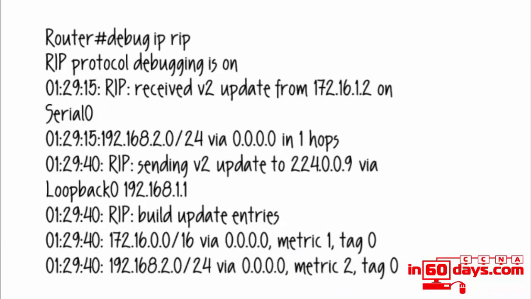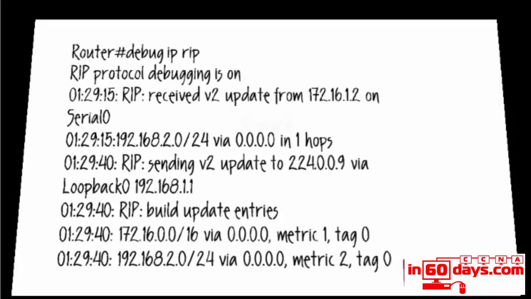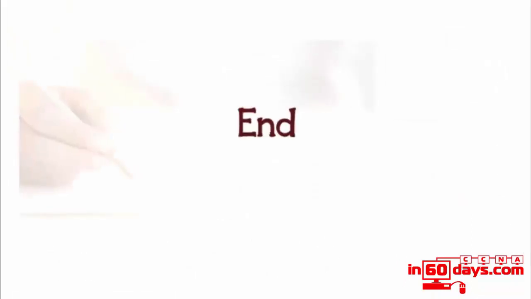Okay, in a debug ip rip you can just see some basic updates there. Version 2 received, update, sending version 2 to a multicast address, and you can see which networks have been sent and which ones have been learned. Okay, so that's the final slide.